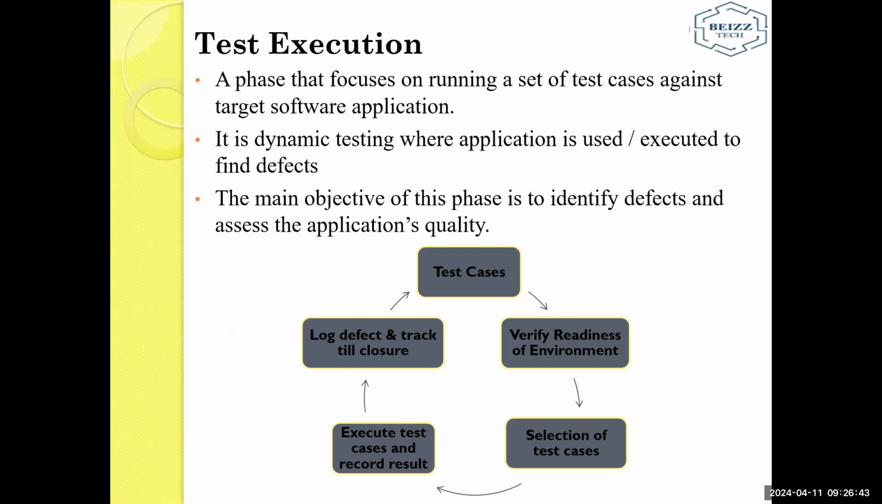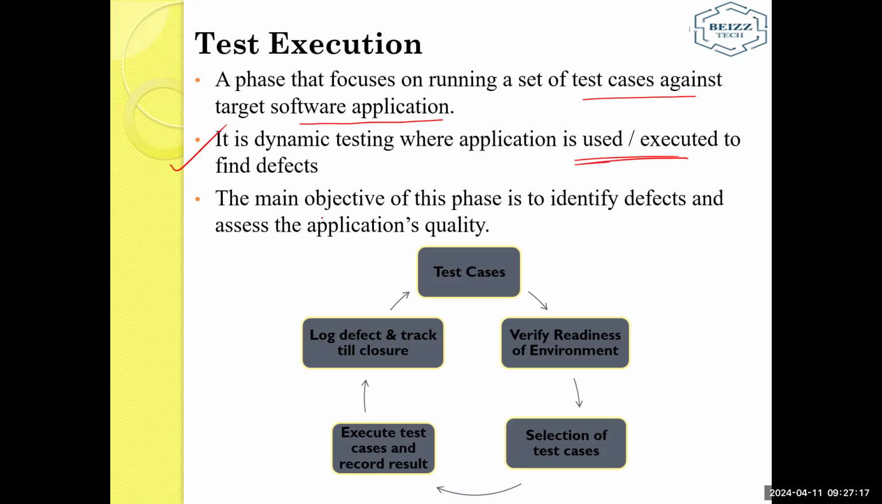So see this point, test execution is a phase that focuses on running a set of test cases against the target software. Here, whatever you have prepared so far, right from the requirement till the application gets developed, we need to execute those test cases by applying them onto that software. And we need to make sure which test case passed or which test case is failing. Basically, it is a kind of dynamic testing, where the application is actually used or executed to find the defect.